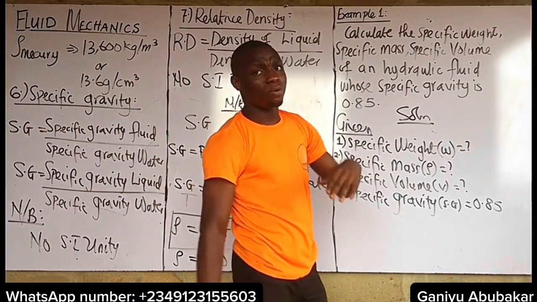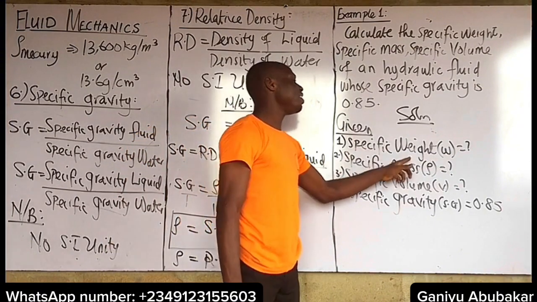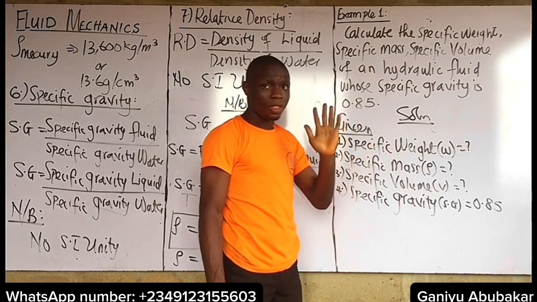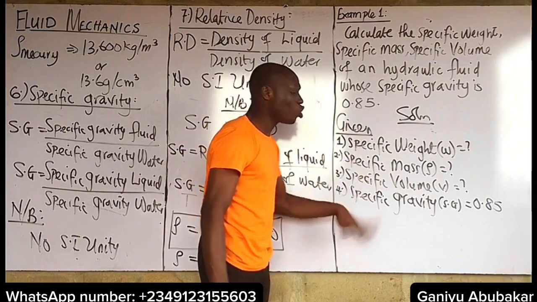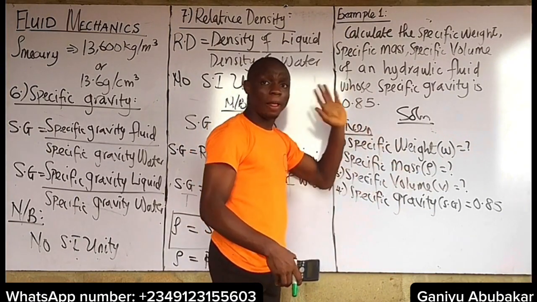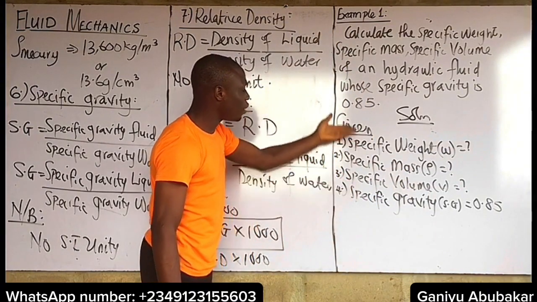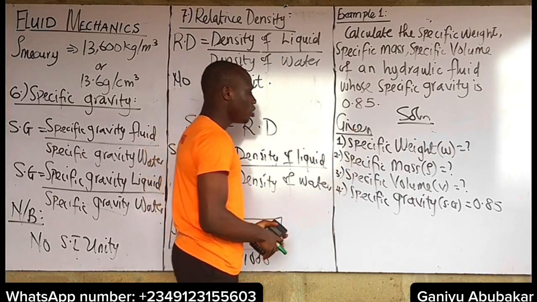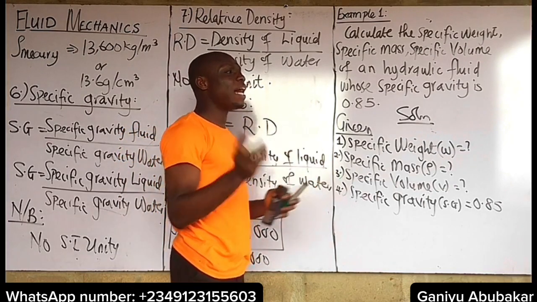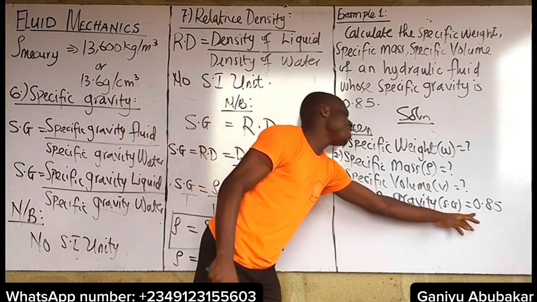Now at your level, you don't say that because specific gravity is the first one we're looking for, we must look for this one first. At this level, you pick the one of your choice, the one that will make it easy for you to find all these parameters. I'm only given one thing, which is specific gravity. How do we find all of this? Since I'm given specific gravity, which formula relates specific gravity with all of these?